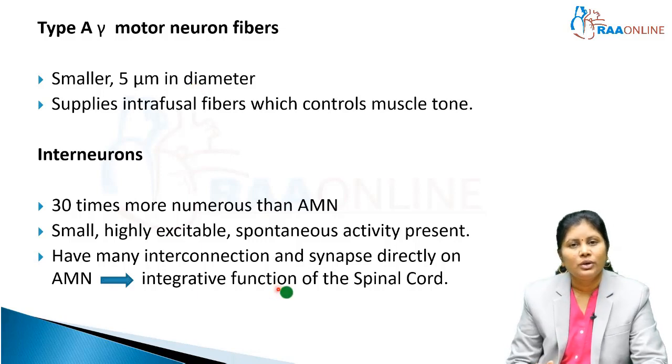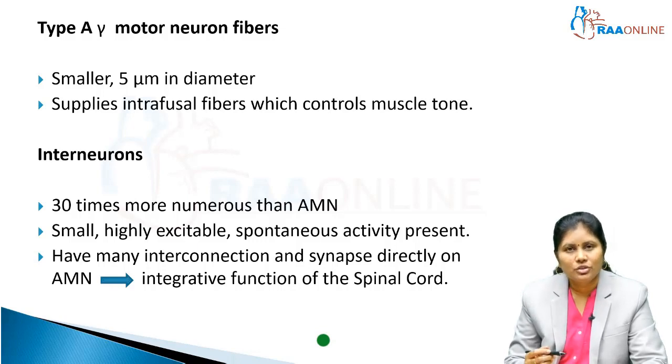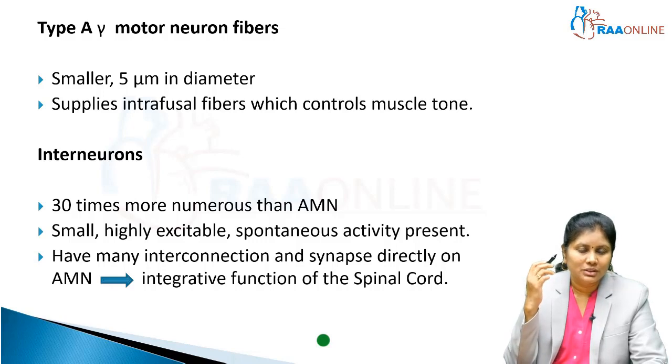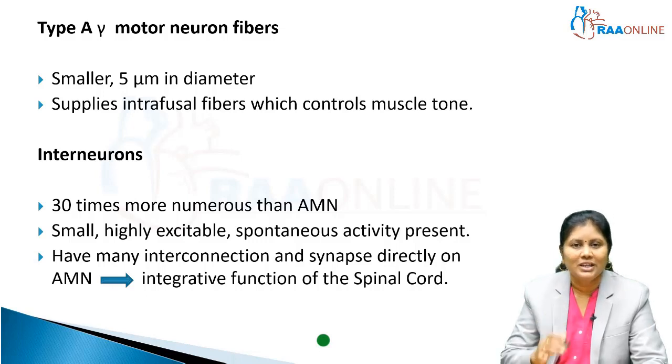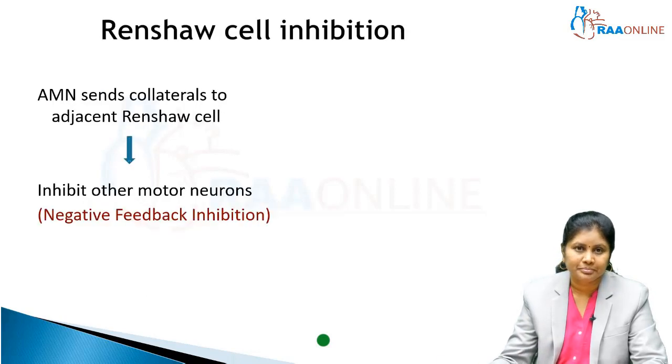Apart from the alpha and gamma motor neurons, there are 30 times more numerous interneurons present in the anterior horns. These are also very small cells and they are highly excitable, and sometimes they have spontaneous activity also. The main function of the interneurons is integrating the functions of the spinal cord. They connect the upper motor neurons which come from the motor cortex and the lower motor neurons, and they balance excitation and inhibition of the anterior horn cells. So interneurons are very important with respect to motor function.